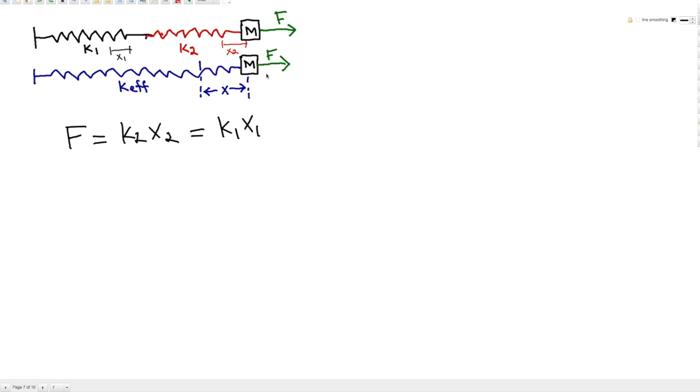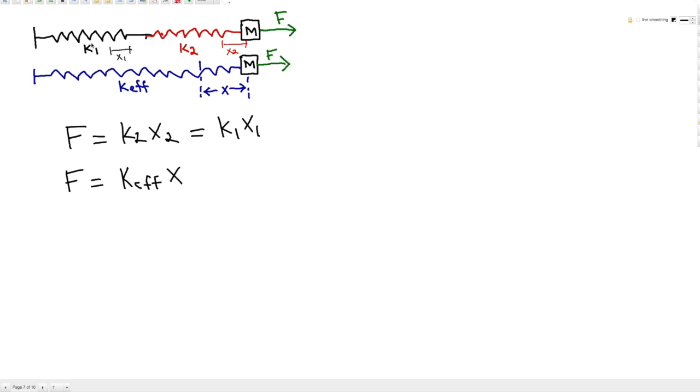Okay. How about in the effective spring mass system? What do we have? Well, in the effective spring mass system, we simply have that the force has to be equal to K effective times the displacement x. Okay, so we've got two equations. The first one's representing the top system. The second equation represents the effective spring mass system.